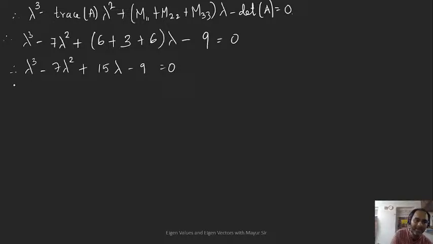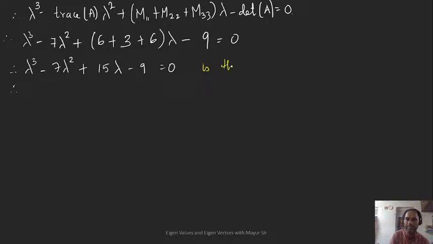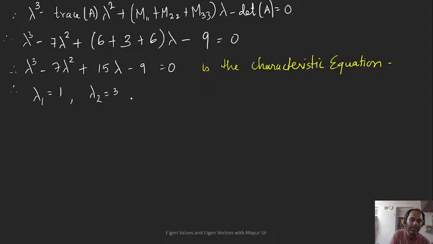Can you calculate what the eigenvalues are? Do mention here that this is the characteristic equation. The eigenvalues are lambda 1 equal to 1, lambda 2 is 3, and lambda 3 is 3. Absolutely correct.